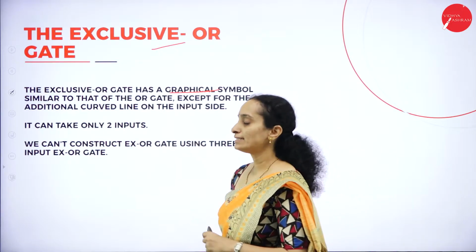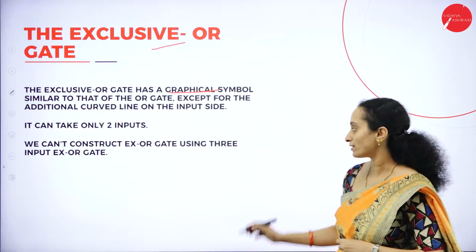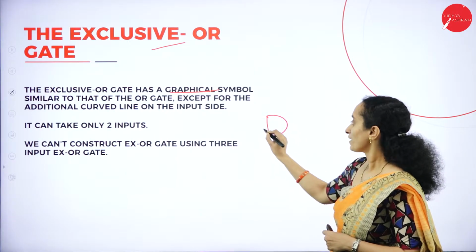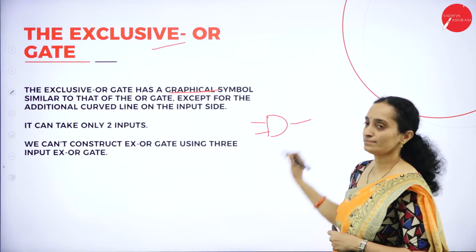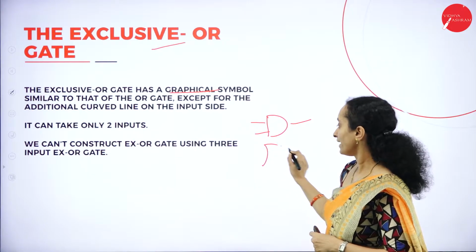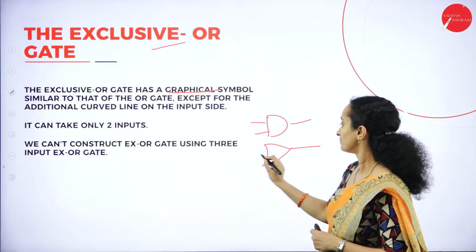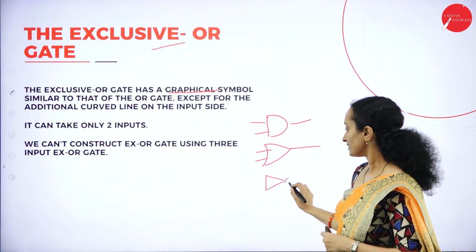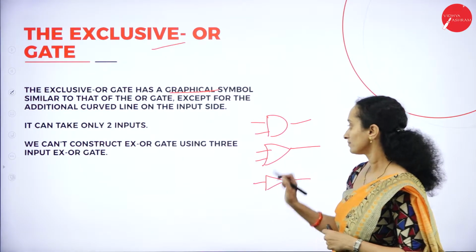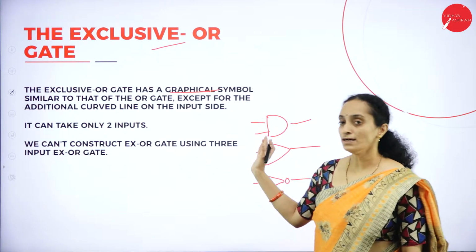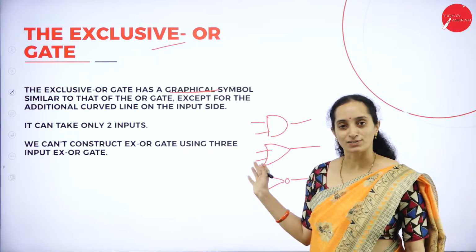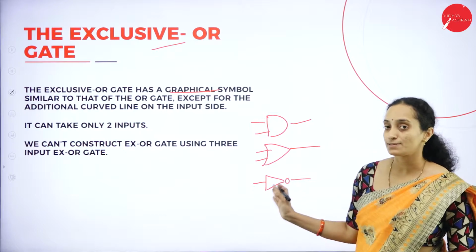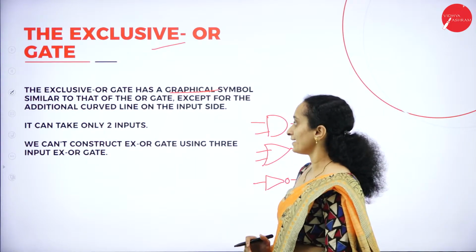You know about the symbol of the AND, OR and NOT, isn't it? This is the AND gate. This is the OR gate. And this is the NOT gate, isn't it? These are called the graphical symbols. It is not actually the gate. It is just the graphical symbol of the logic gates, isn't it?